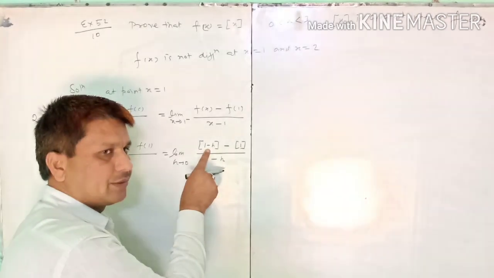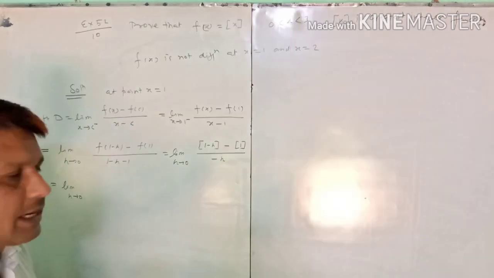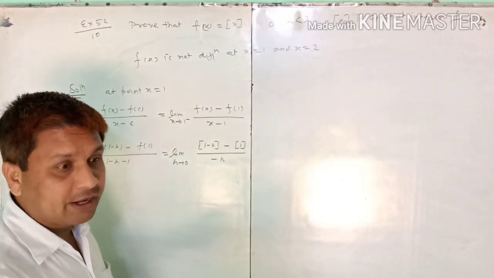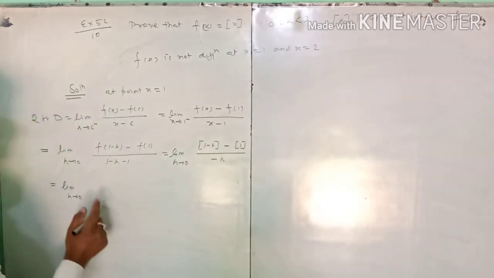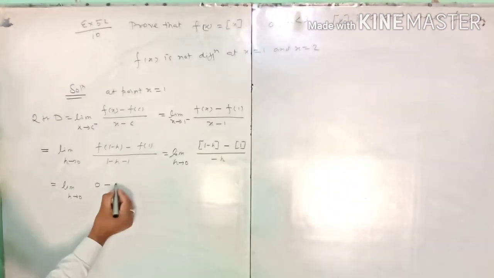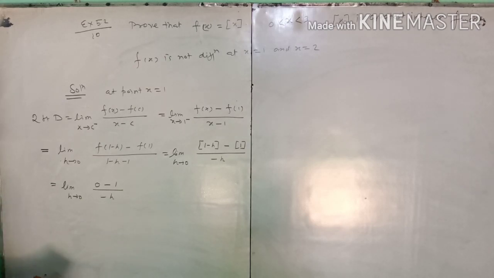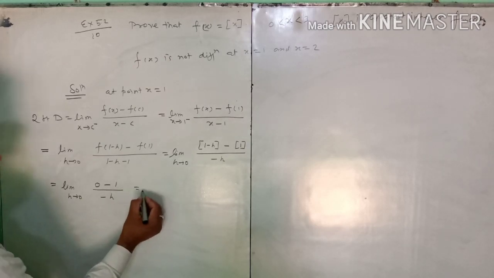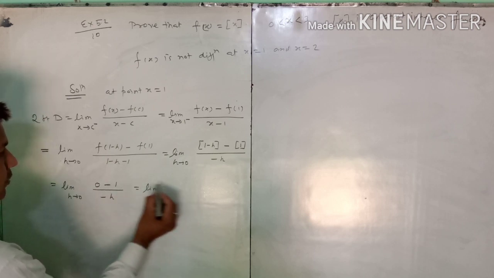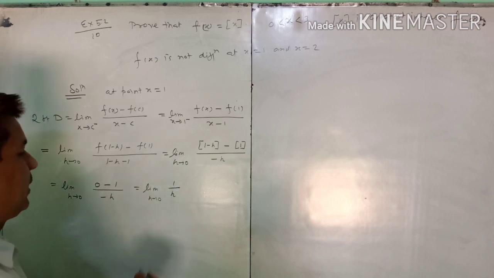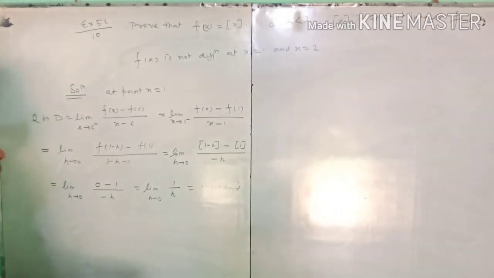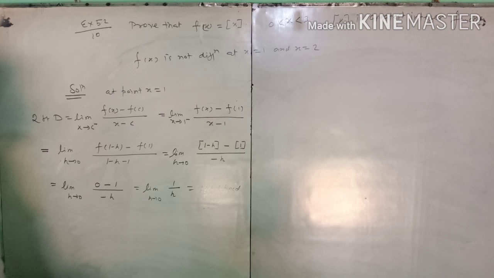Equal to limit as h tends to 0. The greatest integer of 1 - h: 1 - h means slightly less than 1. So in this case, the greatest integer means the integer less than or equal to. So the greatest integer of (1 - h) is 0, minus the greatest integer of 1, which is already 1, divided by -h. So here limit as h tends to 0 of 1 by h. When h tends to 0, 1 by h is not defined. So the left hand derivative is not defined.